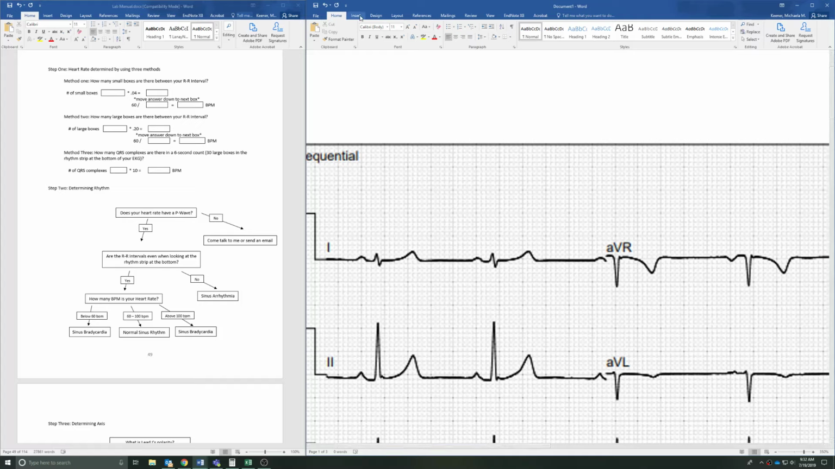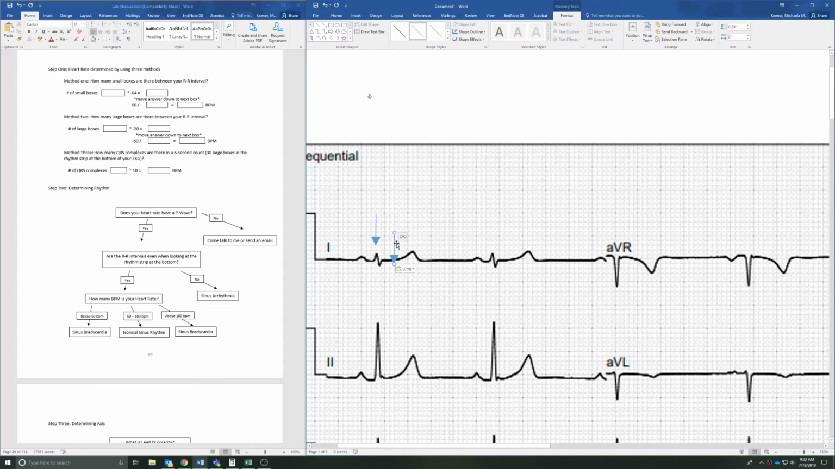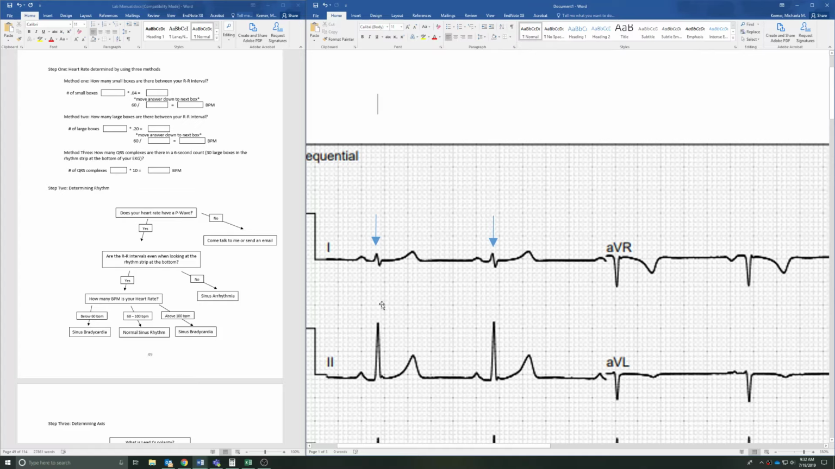So if I count from here to here, I count 1, 2, 3, 4, 5, 6, 7. Now you can count all of these tiny boxes, or you can look at these more solid lines, and they're harder to see on these ones right now, but if you look for these kind of dots, those represent every 5 small boxes or 1 large box.